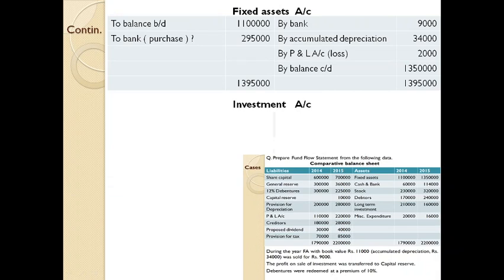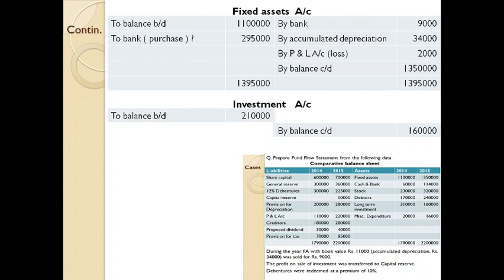First of all, write down the opening as well as closing balances. Investment opening balance and closing balance are already given: 2,10,000 and 1,60,000. And in the adjustment it is said that profit on sale of investment was transferred to capital reserve. Capital reserve, it is said, 10,000, and you have to be very cautious how you are going to find the sale amount. That is the hidden adjustment in this question.